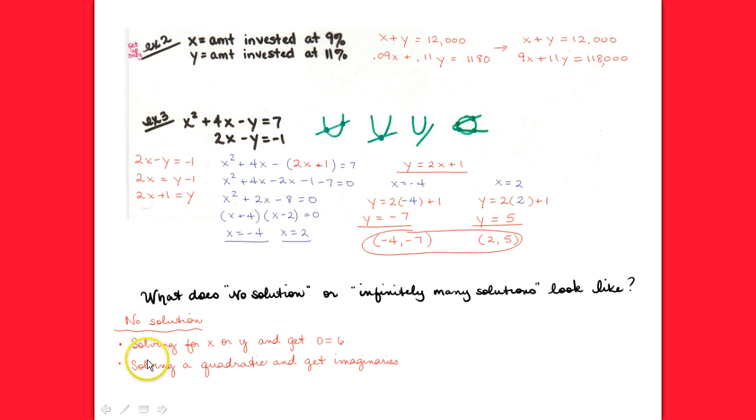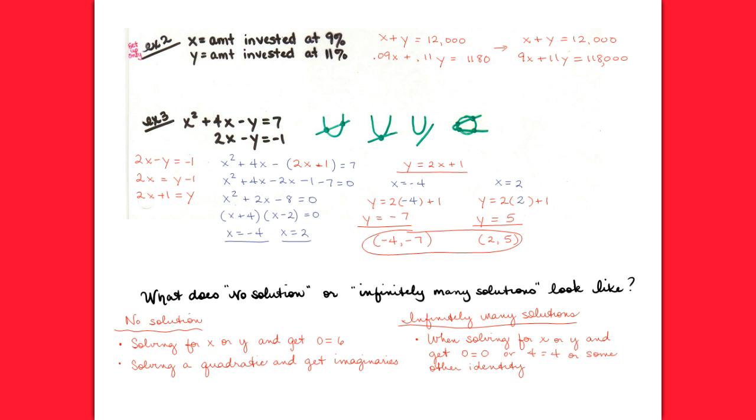We just said no solution comes when you solve a quadratic and you get imaginaries. But another way that you get no solution is if, when you're solving, all your variables drop out and you're left with an untrue statement like 0 equals 6. That means there's no solution. If you're solving and all of your variables drop out and you're left with a true statement like 4 equals 4, or 0 equals 0, or x equals x, some type of an identity, that means that you have infinitely many solutions. Okay, so that's what that would look like.